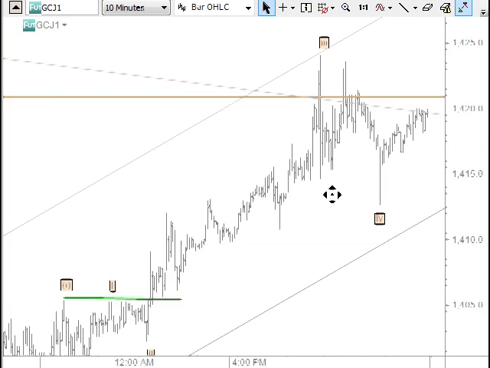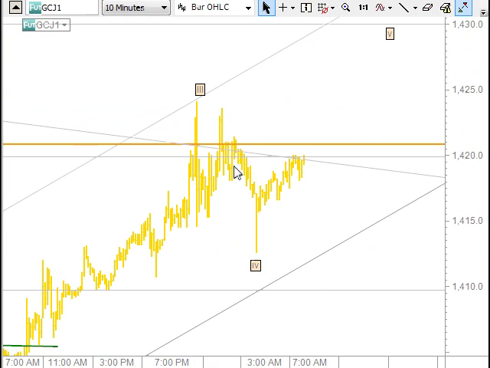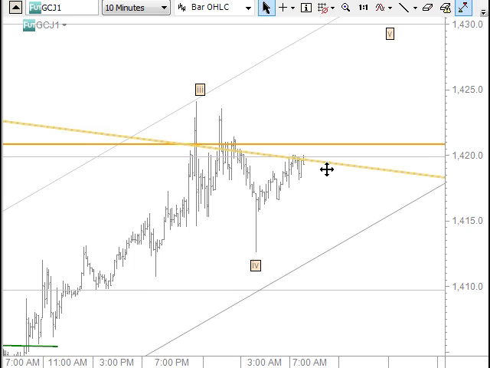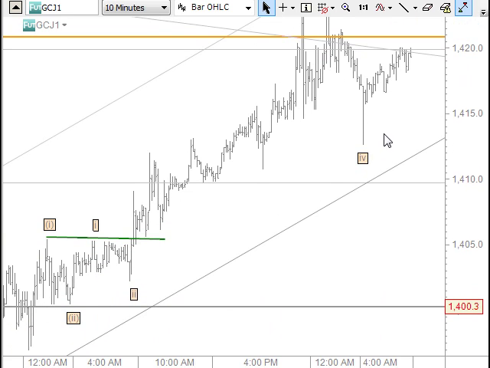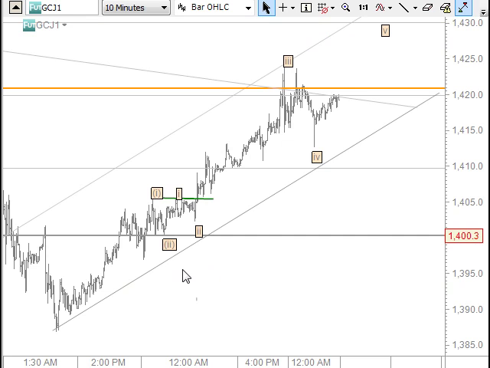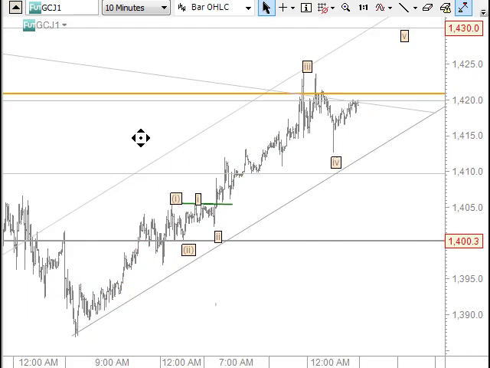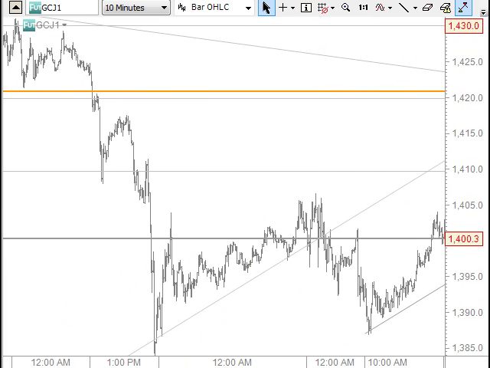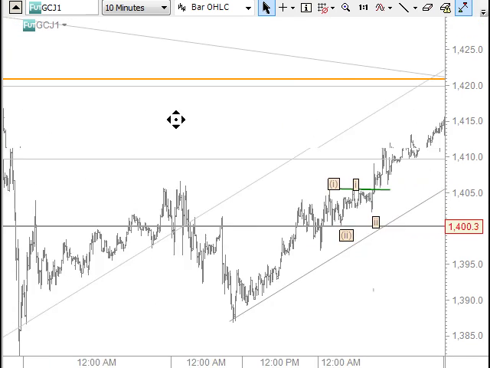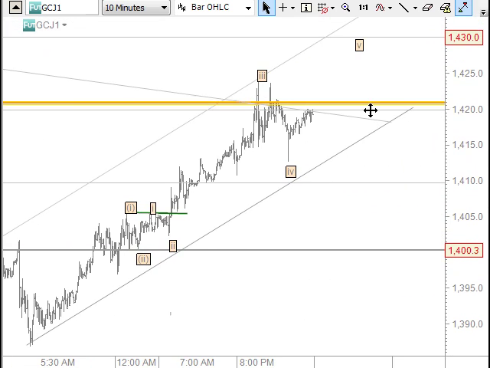As you can see here at the moment, the 1420 is resistance. It hasn't become support yet, so you couldn't go long at this point until it was support. But there are reoccurring patterns here. This particular pattern here is really the same pattern as this here. In fact, if you look at this little pattern here or this one here, it's really the same as this bigger one we're talking about. So they're just reoccurring patterns, and there's a very good chance for this to go to the upside.